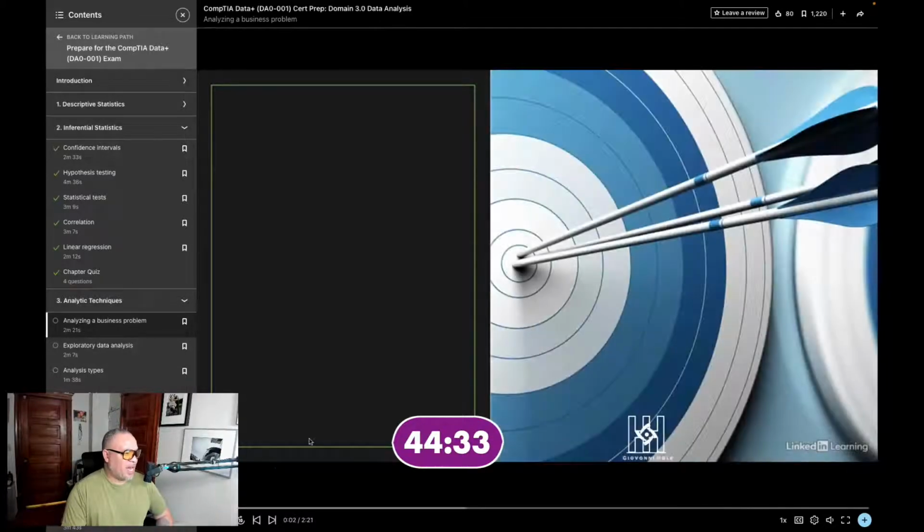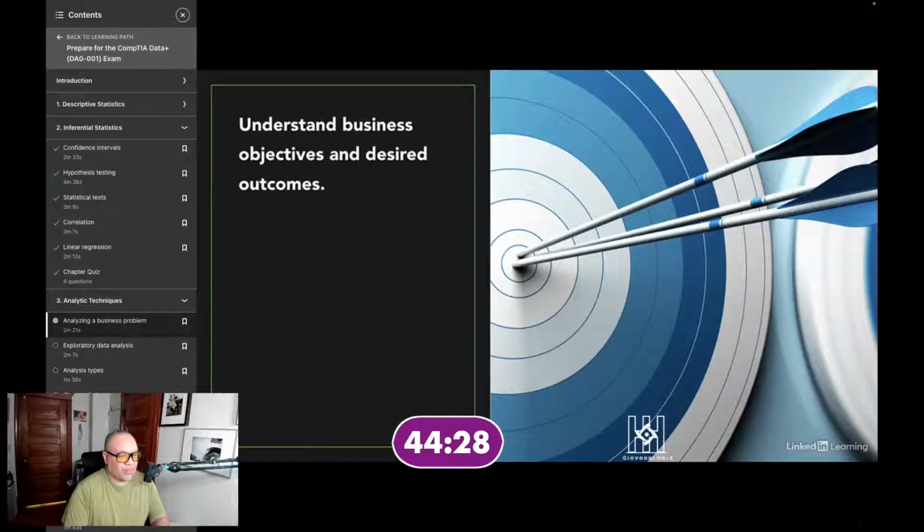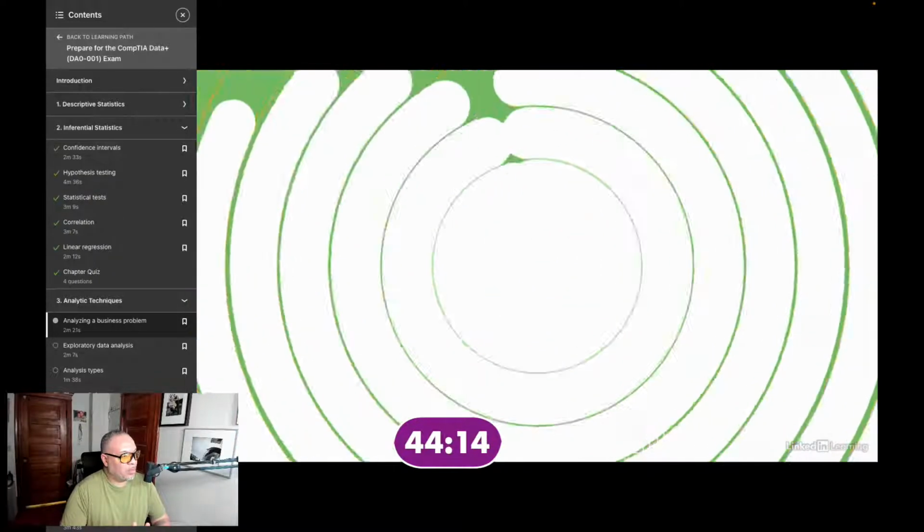In analytics, a challenge is that you need to understand the business objectives and the desired outcomes. This understanding informs the type of analysis that you'll want to conduct. The first step to understanding business objectives is to ensure that you understand the business questions at hand. The goal of answering a business question is to develop an insight that informs a business decision.